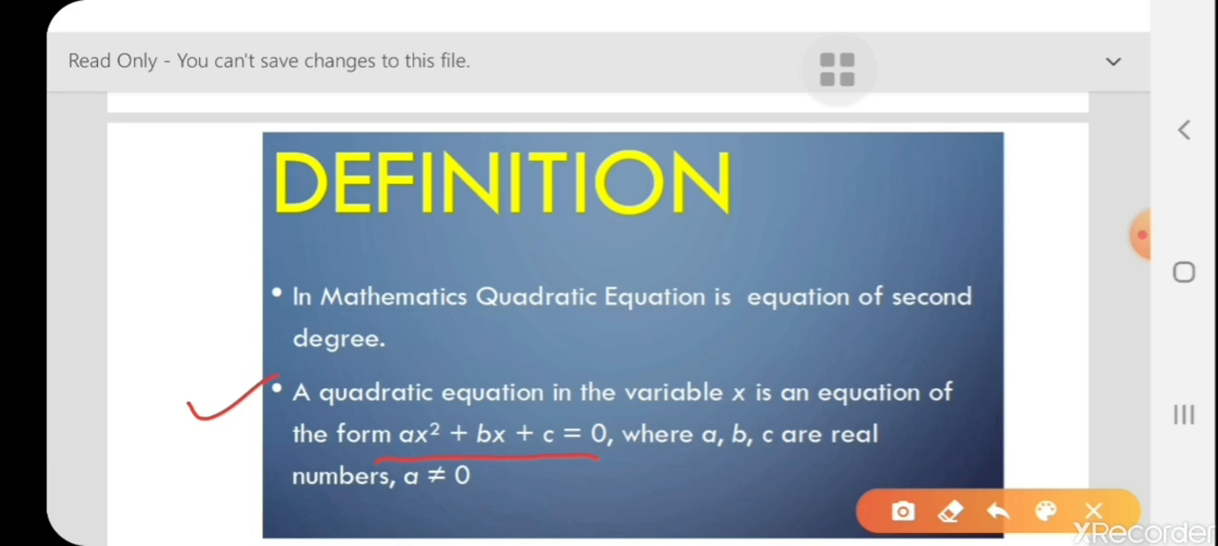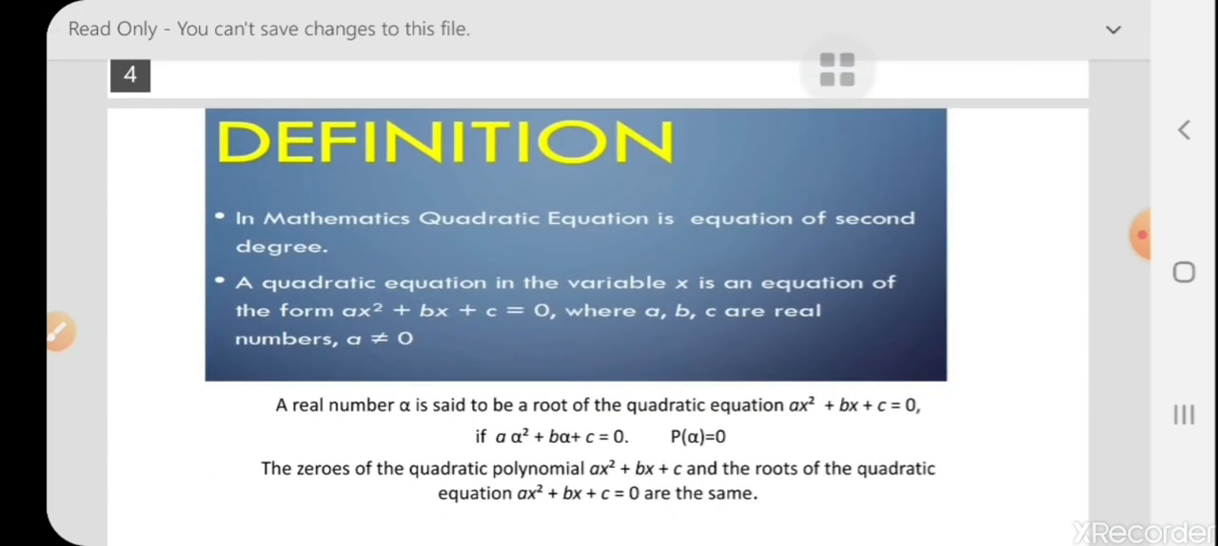In this equation, a, b, c are real numbers. These are not the variables. And another thing, a is not equal to 0. This standard form is very important to find out whether any equation is a quadratic equation or not. For this, you should remember the equation must have degree 2, neither less nor more. And another thing, the coefficient of x square should not be 0. Now we go to the second thing.